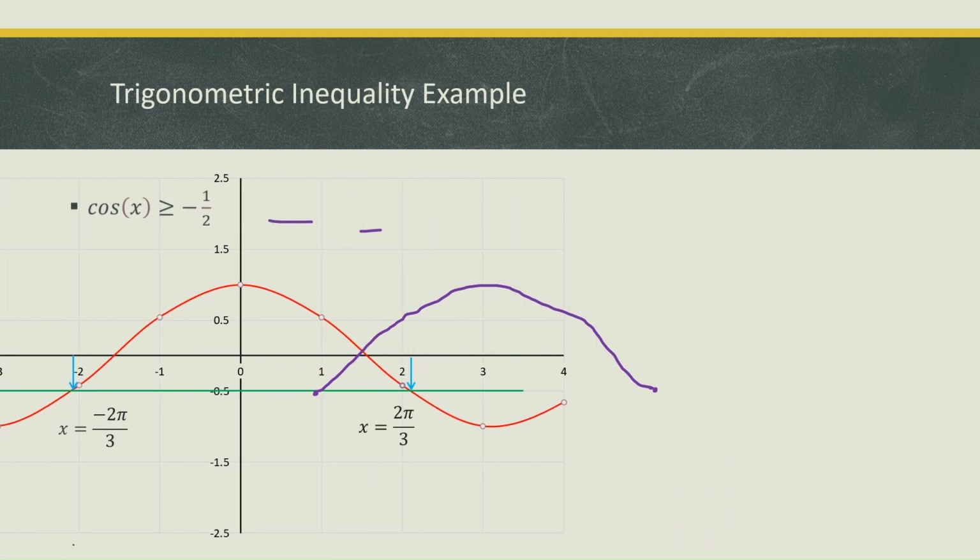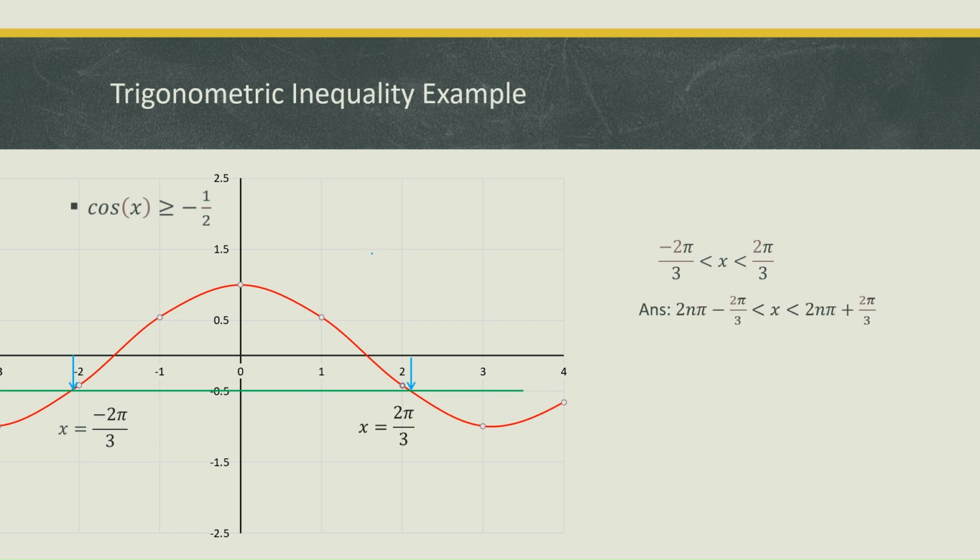The answer would be, let me erase this, x lies between x equal to minus 2 pi/3 and x equal to 2 pi/3. So between these values of x, cos x is greater than minus 1/2. Again, cos x is a periodic function with a period 2 pi. So to make it a general solution, I would add 2n pi on both sides. So this is how we solve trigonometric inequalities.